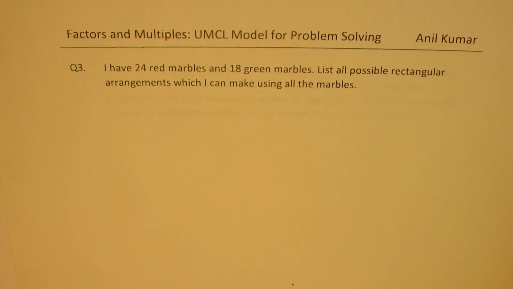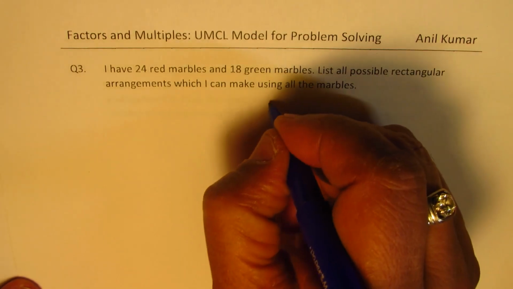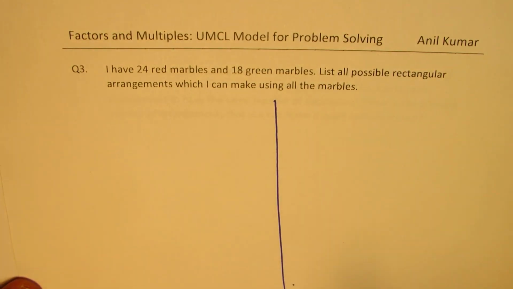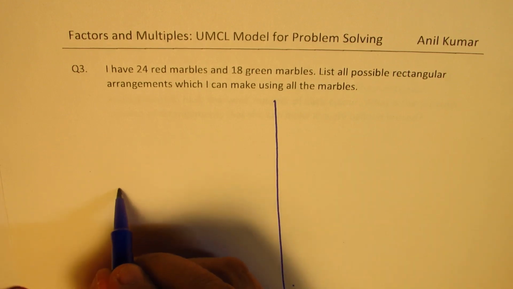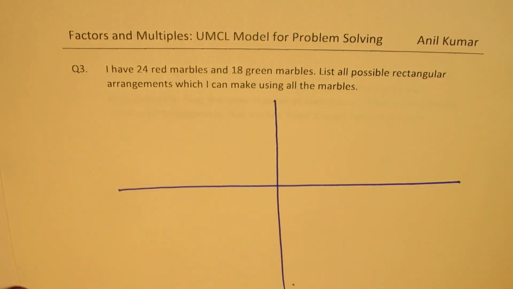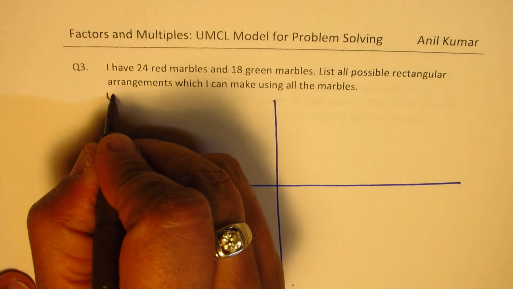Now here is the third question, which is, I have 24 red marbles and 18 green marbles. List all possible rectangular arrangements which I can make using all the marbles. We have to solve this question using the strategy of UMCL, right? So as we have been discussing, U stands for understanding the question, right? So first thing is, we need to understand what is the given question and what do we need to find. So U stands for understand.